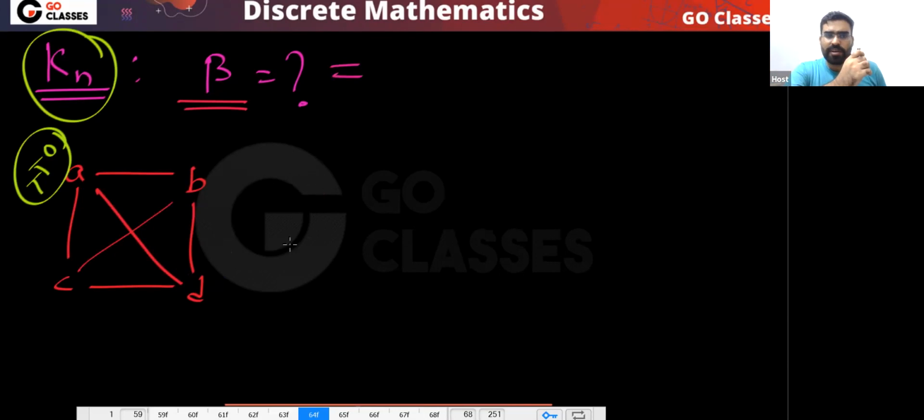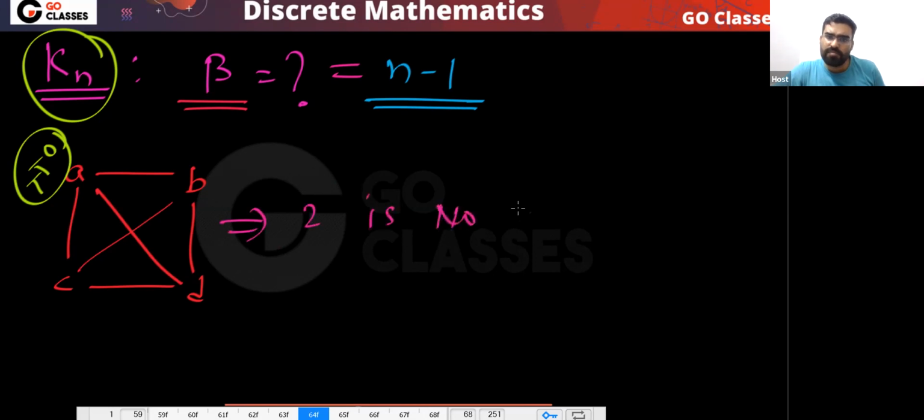So what is the vertex cover? In this graph, minimum how many security guards do you need? Yes, n minus 1. Three; two is not enough. Why is 2 not enough? What is the reason 2 is not enough?